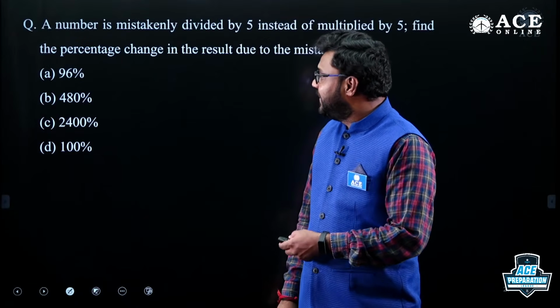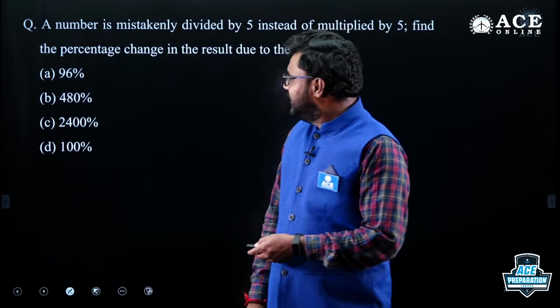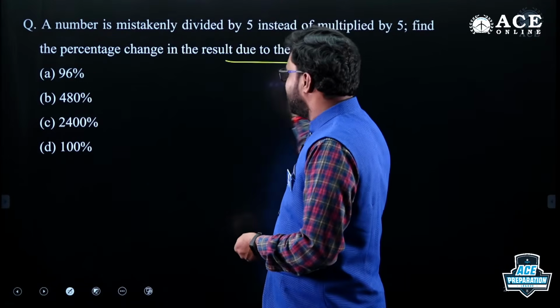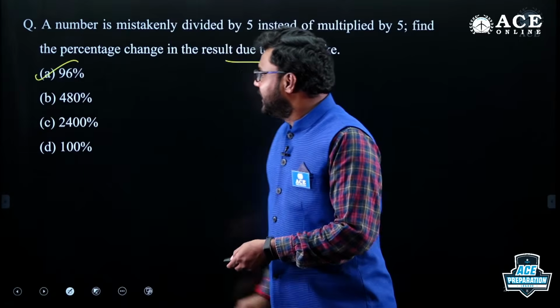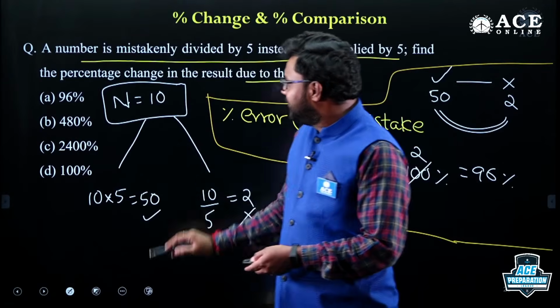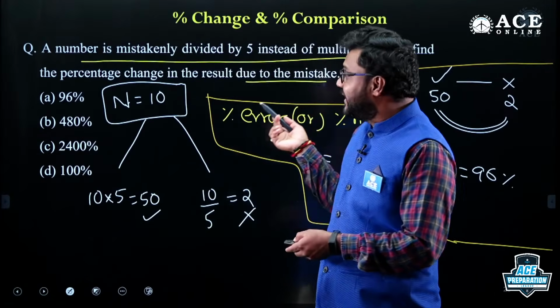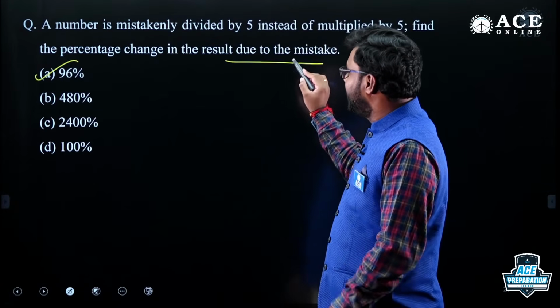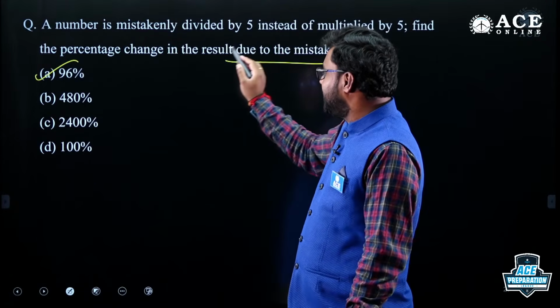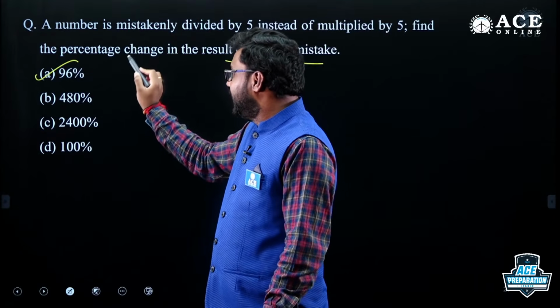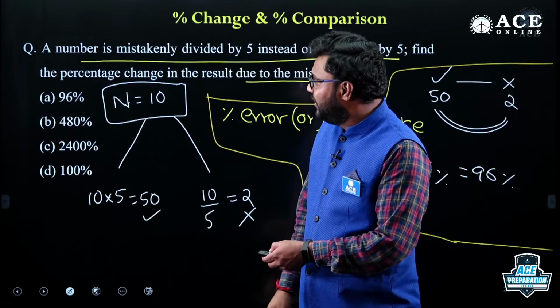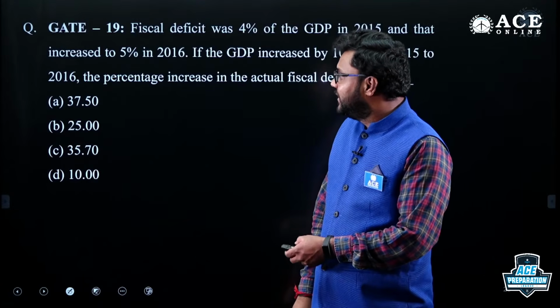Now see the next question, my dear friends. This is the same thing. This is percentage change due to the mistake. That's what you got, 96%, the same question. Here they mention percentage correction, which is different. The result due to the mistake is okay. If they are asking percentage change or percentage correction, then it should be 2400. This is the same question, a duplicate of that, ignore it.